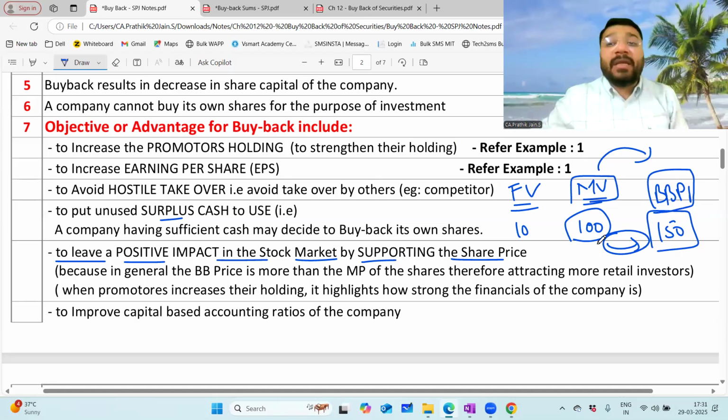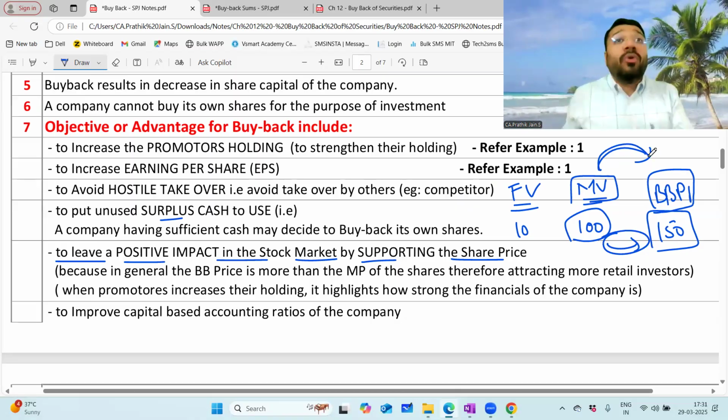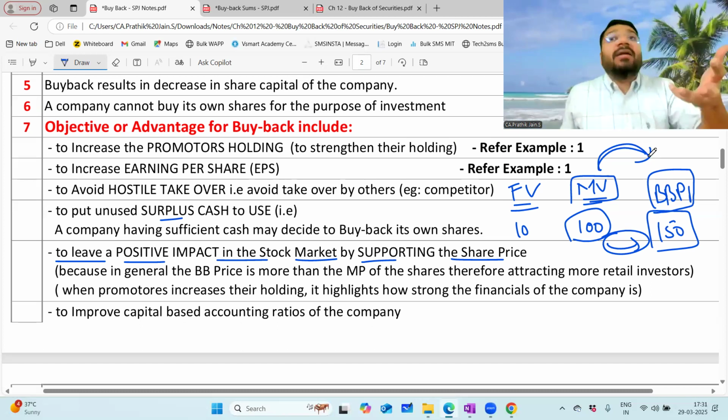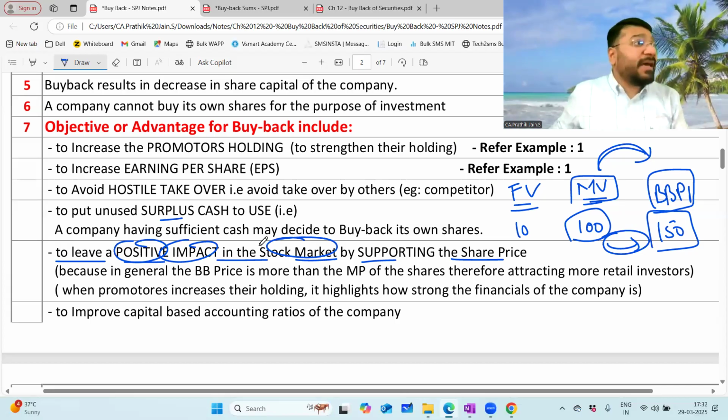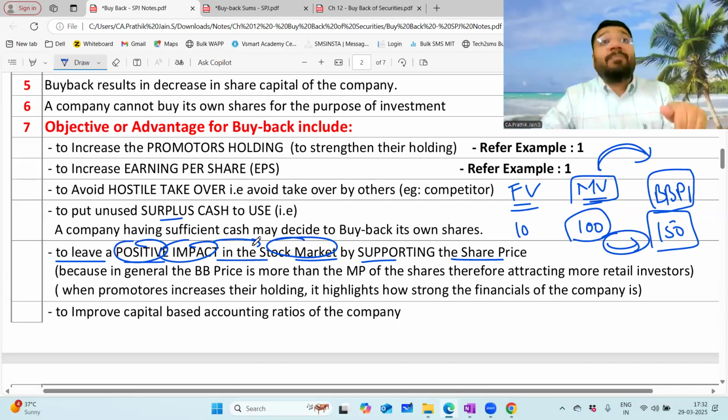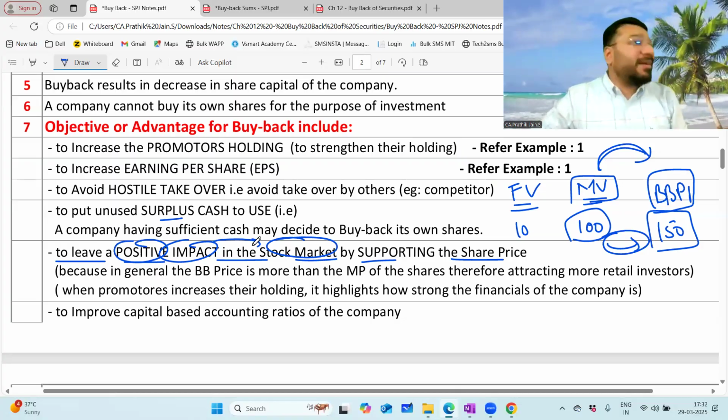So here, whenever the company intends to buy back, the buyback price has to be more than the market value. Only then it will attract the investors. I mean, it will attract the retail investors to surrender their shares. So now, why does this have a positive impact in the stock market? Positive impact means what? Now the share price of this company will go up upon buyback.